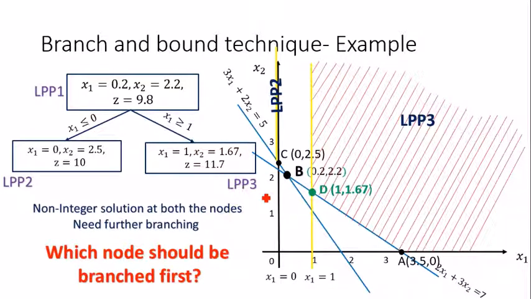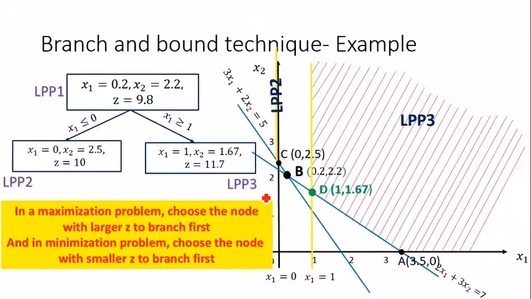Okay, we are answering this: which node should be branched first. In a maximization problem, you choose the node with larger z to branch first, and in a minimization problem, you choose the node with smaller z to branch first. Since here we are working on a minimization problem, I am choosing the node with smaller z. So smaller z is z equals 10. So this will be chosen for further branching.